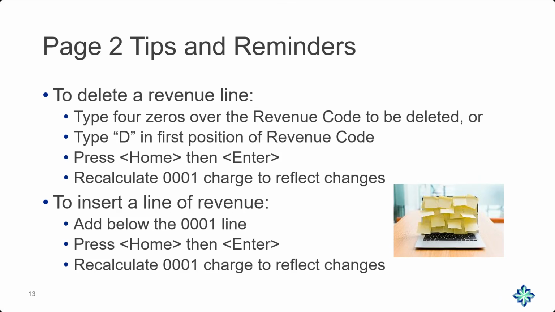If you need to insert a revenue code line, so you've got all your lines typed and you have your total line, but then you realize you skipped a line, so you need to add one. To insert it, this is important, type the appropriate information after the 0001 line, so below that. And then once you've typed all the information on that line you're inserting, again, press your home key and press enter. DDE then is going to resort the revenue code lines, and then you'll need to make sure you adjust your total charges on that 0001 line.